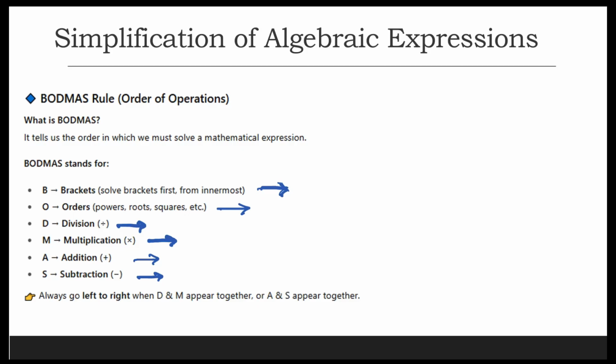Right? So just remember BODMAS, and in BODMAS, remember the meaning of each one of them. B for brackets, O for orders, D for division, M for multiplication, A for addition, and S for subtraction. That's the BODMAS rule.